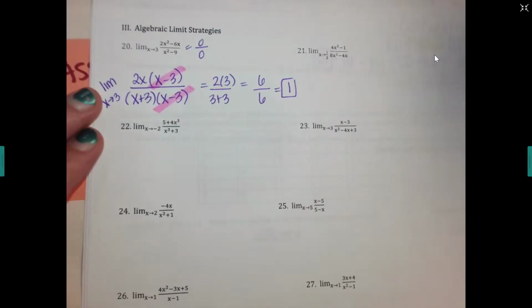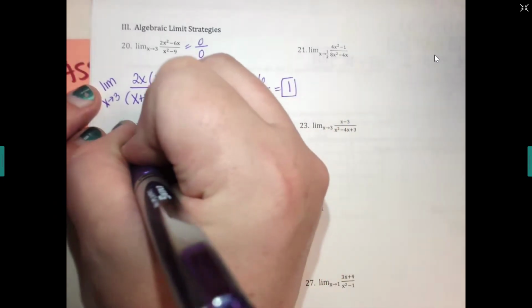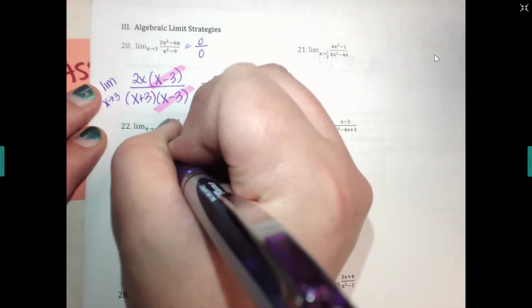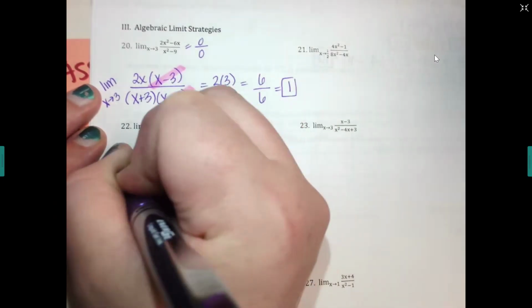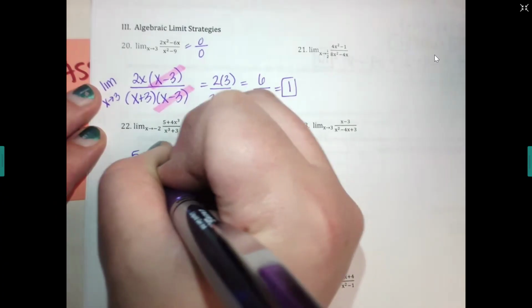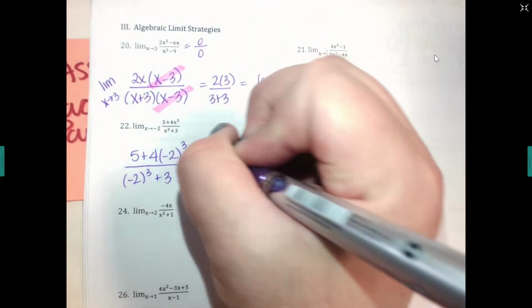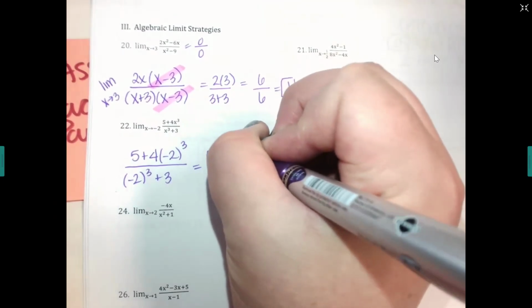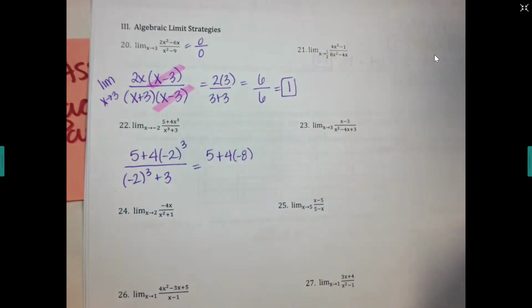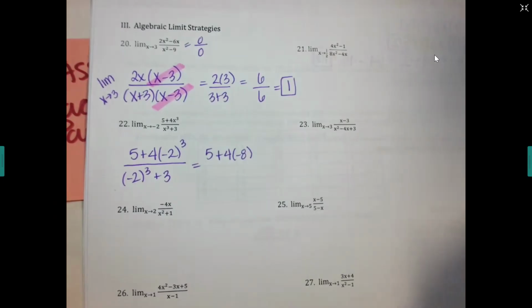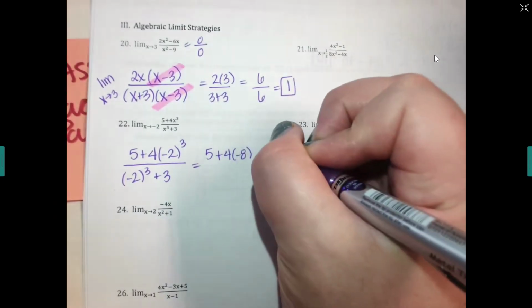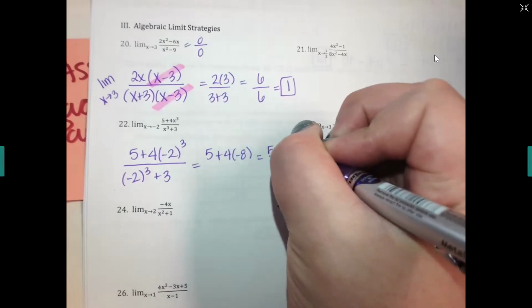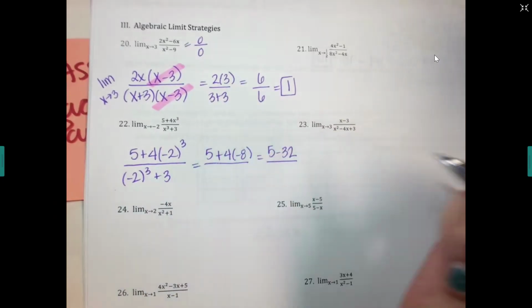X is approaching minus 2. Remember, my first step is to plug it in. So I would have 5 plus 4 times negative 2 cubed over negative 2 cubed plus 3. Okay, what is negative 2 cubed? Negative 8. What's 4 times negative 8? Close. Minus 32.